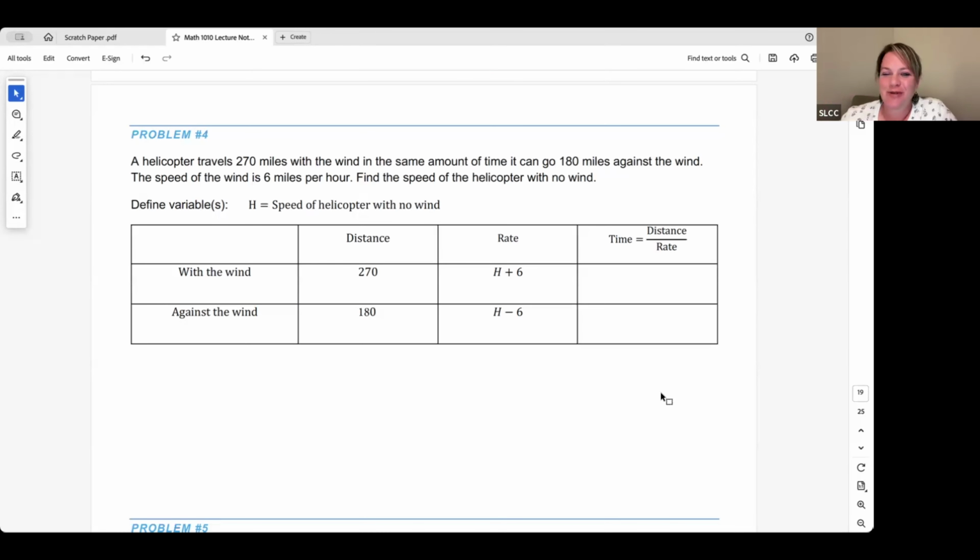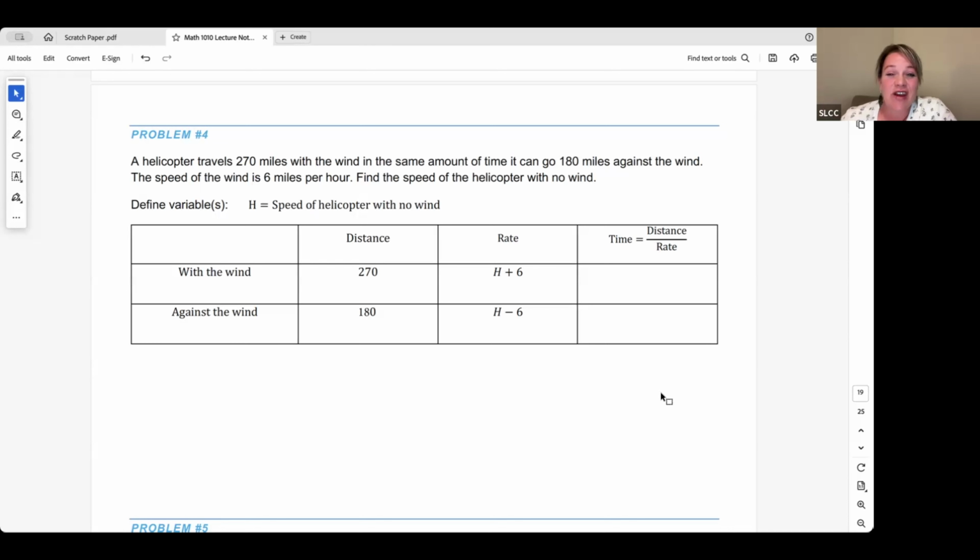Let's look at problem number 4. A helicopter travels 270 miles with the wind. In the same amount of time, it can go 180 miles against the wind. The speed of the wind is 6 miles per hour. Find the speed of the helicopter with no wind.